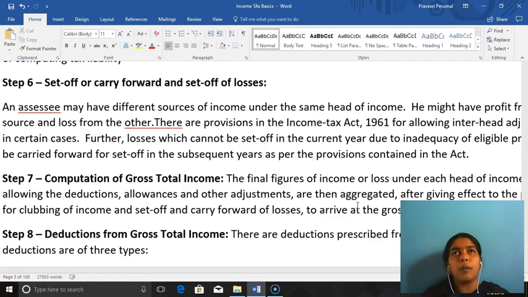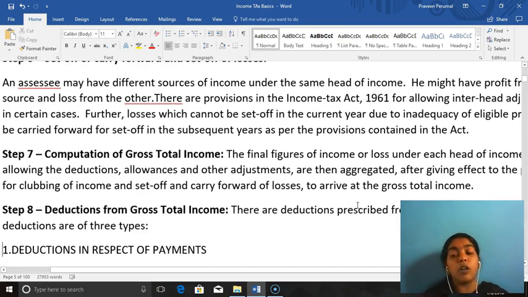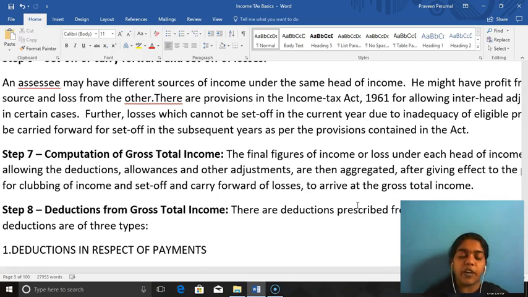Now, he has got a profit in one year. In the next year, he has got a loss. What is to be done in such a case? Whether it can be set off or not, that is also to be taken care of. So, set off or carry forward and set off of the losses deals with all these cases: within the same head, under two subheadings, whether it could be set off or not; under two different heads, whether it could be set off or not; from one year to the next year, whether it could be set off or not.